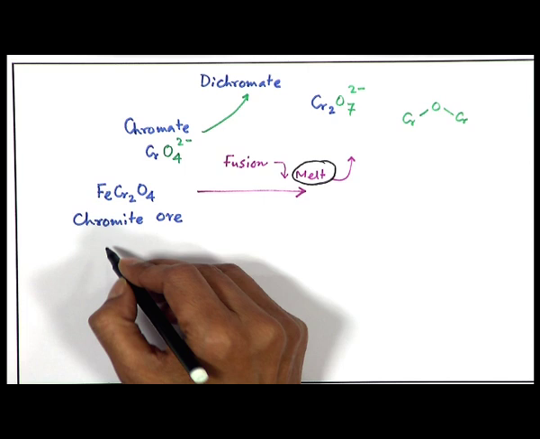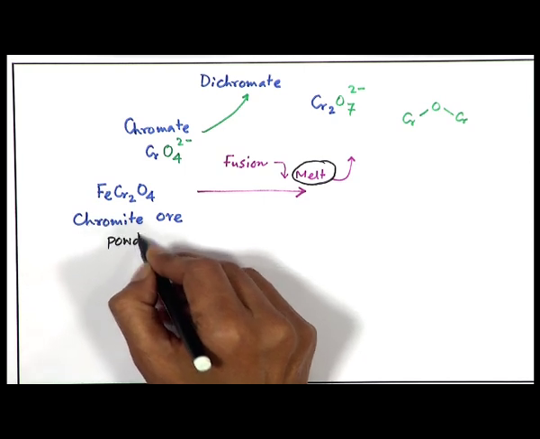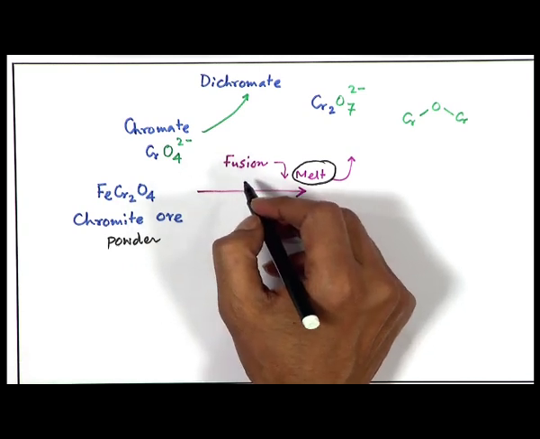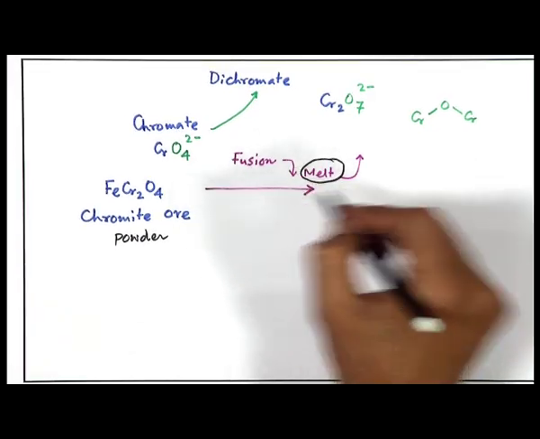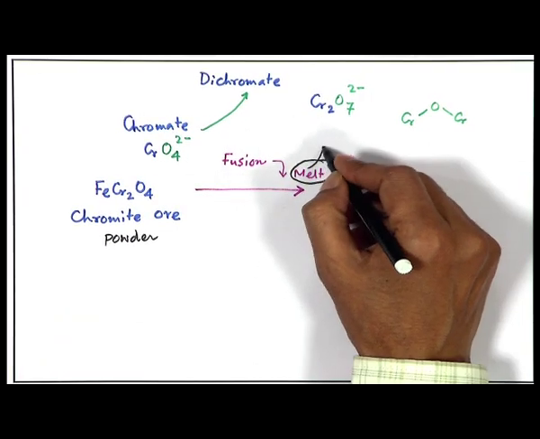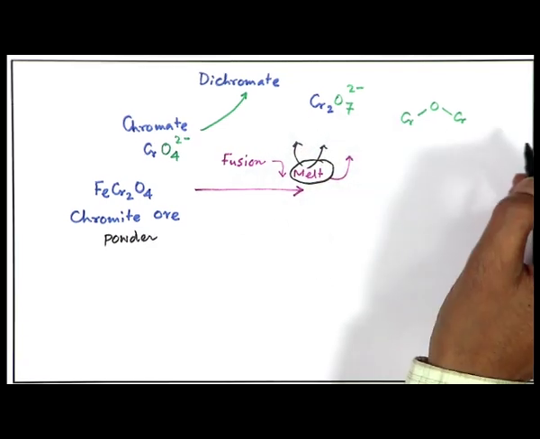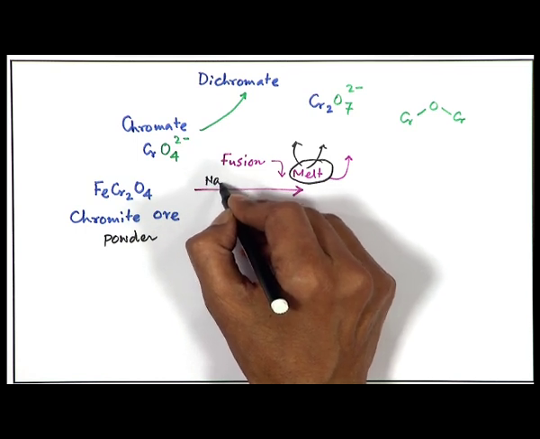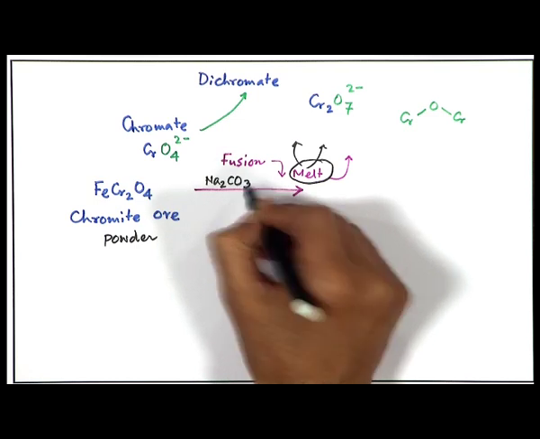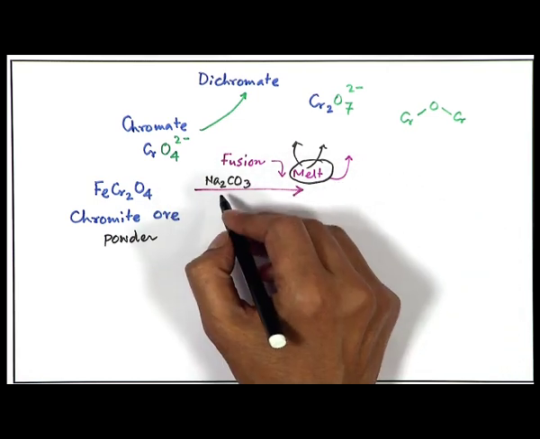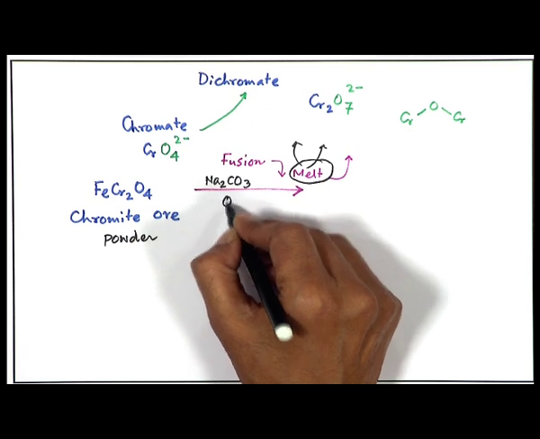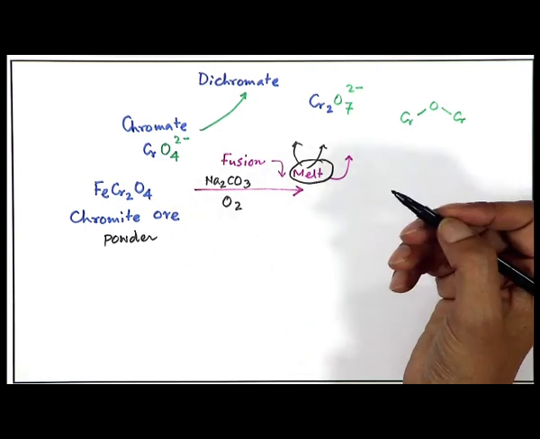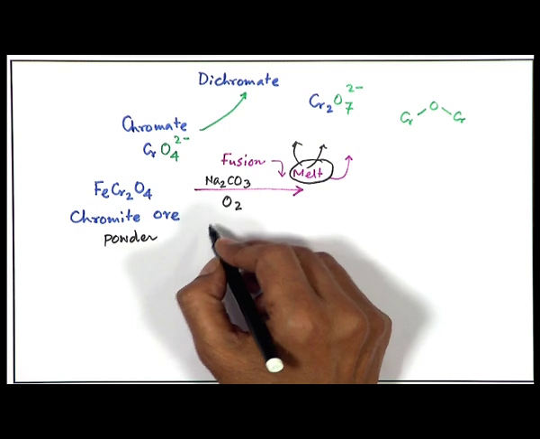So, chromite ore is taken in powder form and mixed nicely with another powder, which also gives the melt. It gives us some pores, so some gaseous product should come out. A simple carbonate salt is sodium carbonate, which you use with oxygen from air.